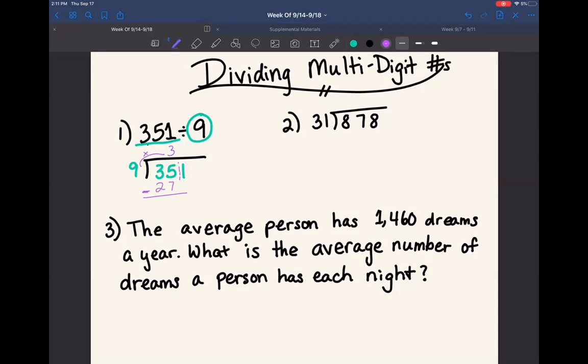So 5 minus 7, can I do that? No, so I have to borrow, take away, regroup. Basically, I'm taking something from this 3. It now becomes a 2, and this 5 is now 15. So 15 minus 7 is what? 8. Exactly. 2 minus 2? 0. Now I'm going to bring down my 1. Now I'm looking at 81.